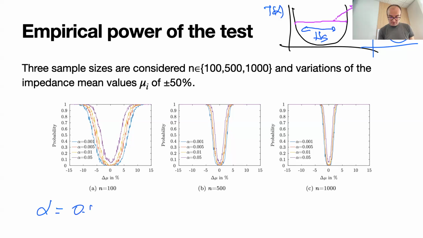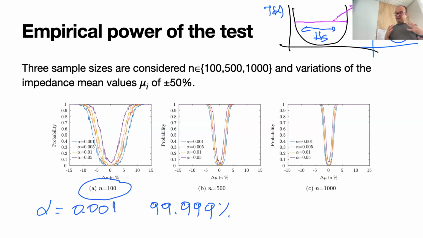Alpha 0.001 means that I would like to be 99.999% certain that I am making a proper decision. And as you can see from the first figure, if I have a small amount of samples, I make a mistake. My test is rather sensitive. Even small changes trigger it.